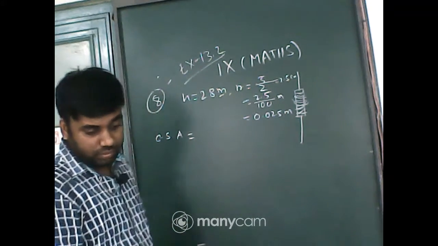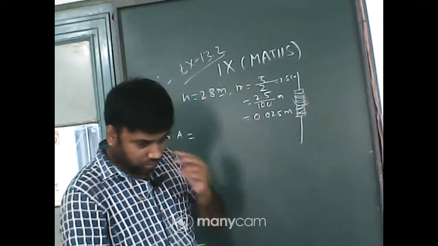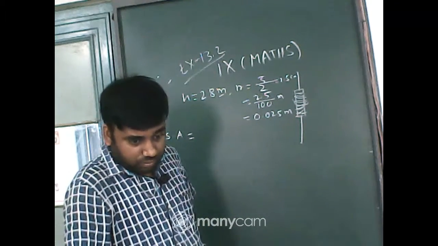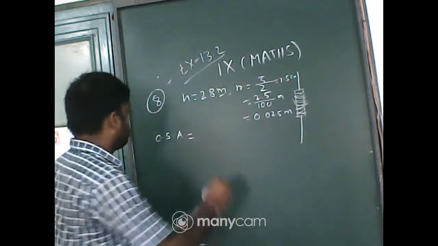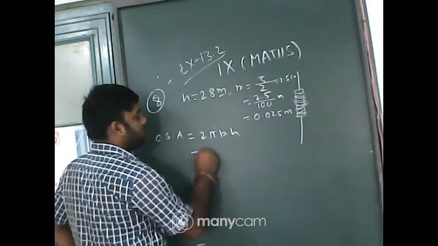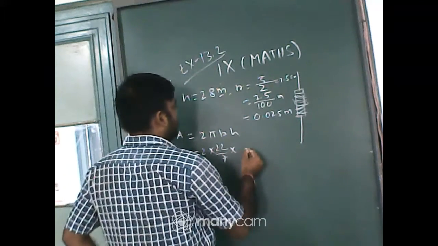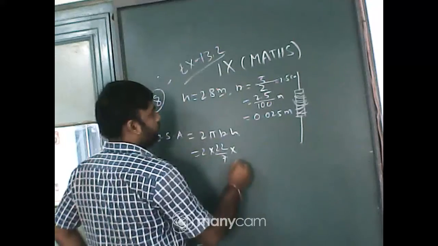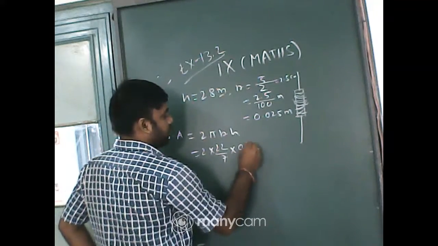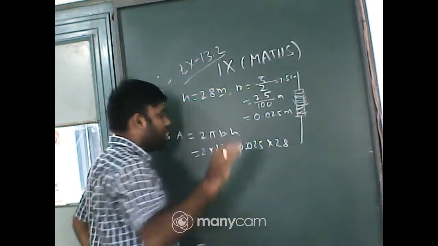Tell me. Write it down in the chat box. What is the formula of CSA of a cylinder? Yes, 2 pi RH. Very good. 2 into 22/7 into R, that means 0.25, into H 28.